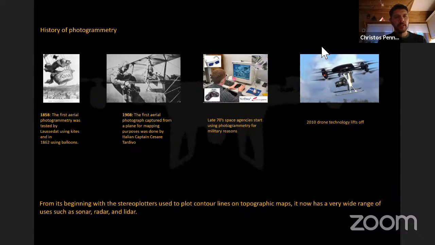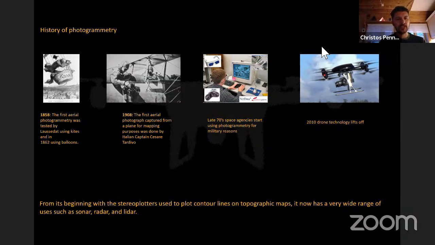Now we will talk about the history of photogrammetry. Although photogrammetry was known and applied for at least 300 to 400 years before now, here I present all the milestones in the evolution of the science. In 1858, the first aerial photogrammetric mission was applied by Laussedat, a Frenchman, using kites. And in 1862, he made the same experiment using balloons.